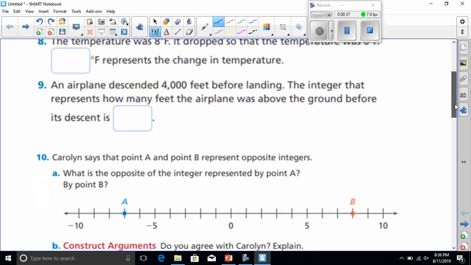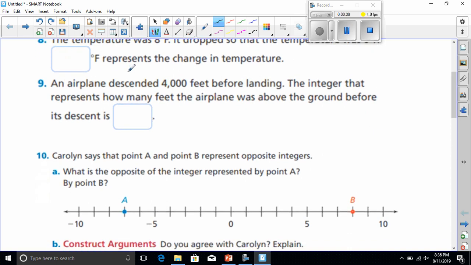Number 8 is yours. Number 9, an airplane descends 4,000 feet before landing. The integer that represents how many feet the airplane was above the ground before it descends. Well, above the ground means above 0. So, this is going to be all of our positive integers. And since it descended 4,000, that means it was positive 4,000.